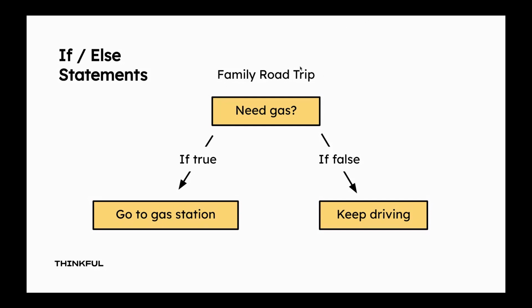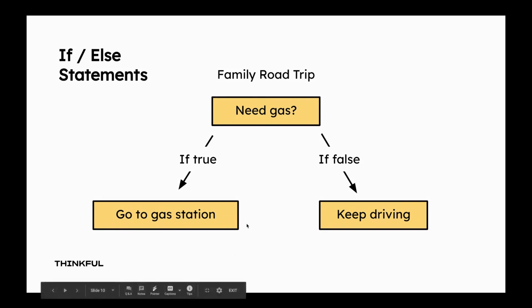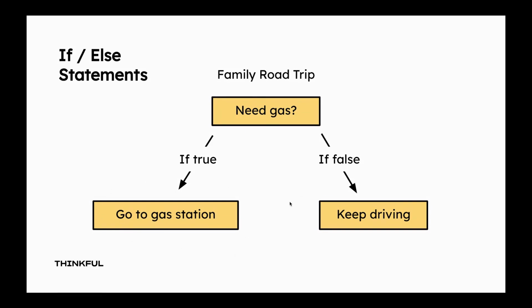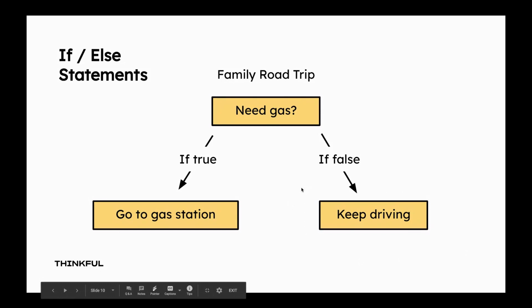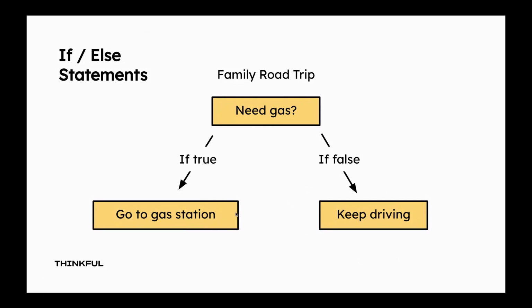If we had, say, a function called family road trip, and then we said there was some type of variable that told us whether or not we need gas, if it was true or false. And then we said, you know what, if it's true, return this thing here. If it's false, return this thing here. So we have two return statements in this function. Only one of them is getting used, but it depends on some type of condition to determine which one that is.